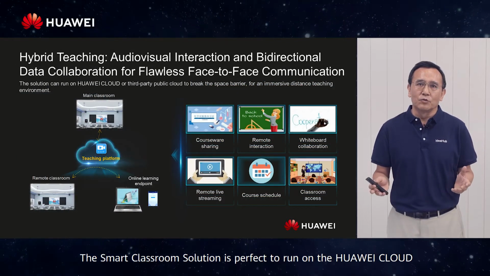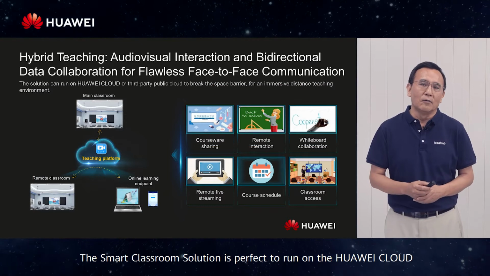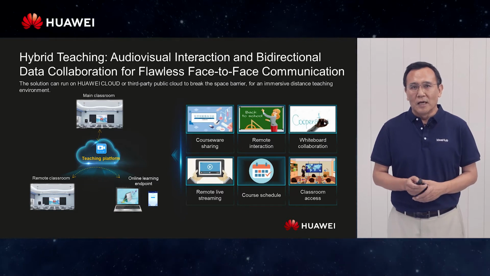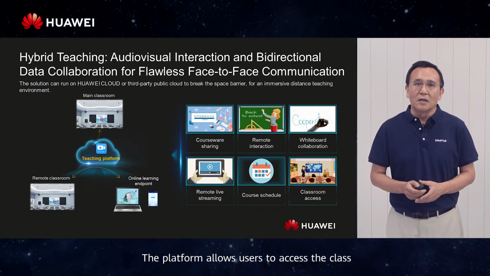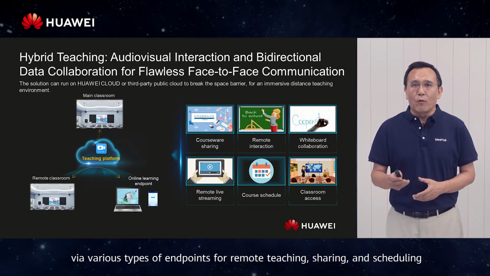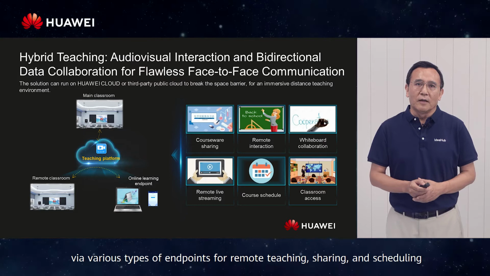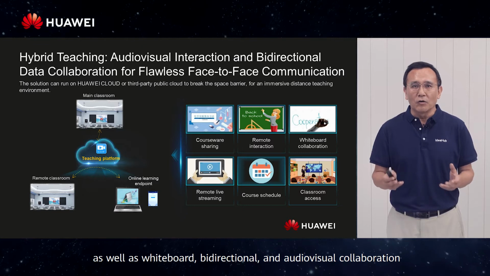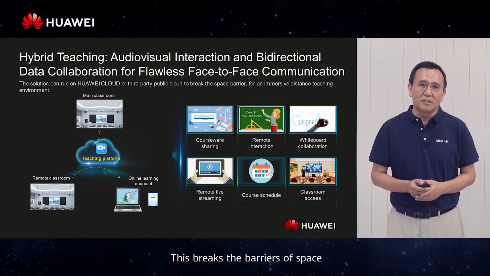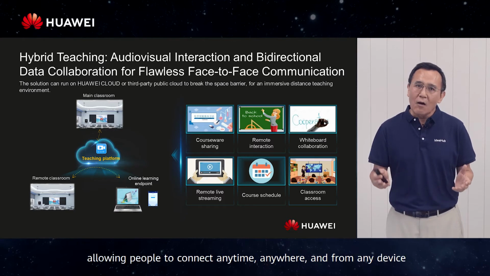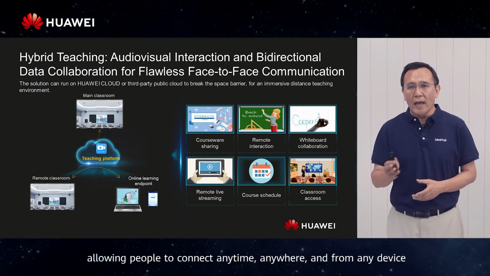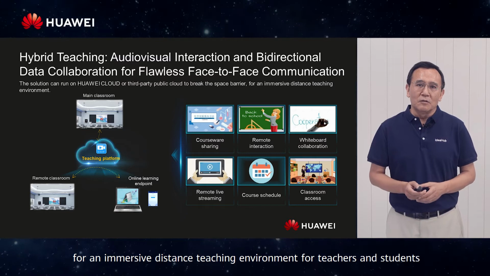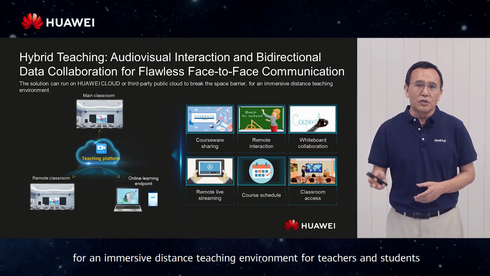The Smart Classroom solution is perfect to run on the HUAWEI cloud, but can also be deployed on third-party public clouds. The platform allows users to access class through various types of endpoints for remote teaching, sharing, and scheduling, as well as whiteboarding, bidirectional, and audio-video collaboration. This breaks the barrier of space, allowing people to connect anytime, anywhere, and from any device, for an immersive distance learning environment for teachers and students.